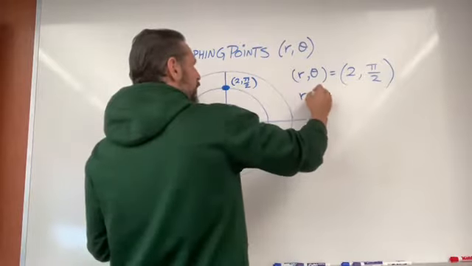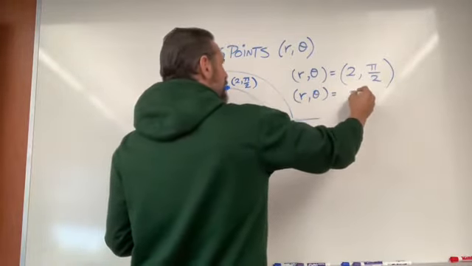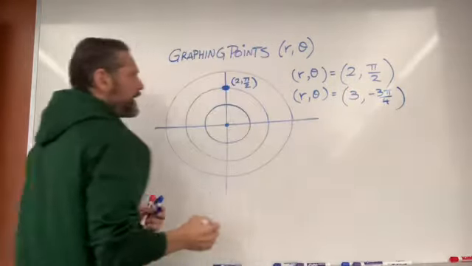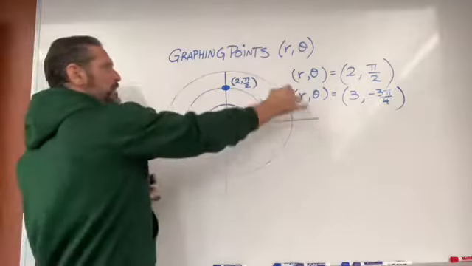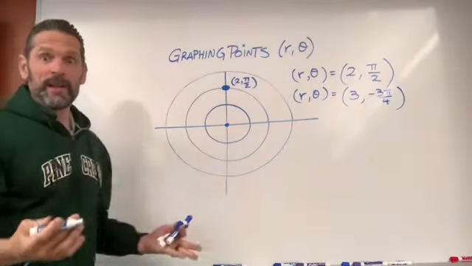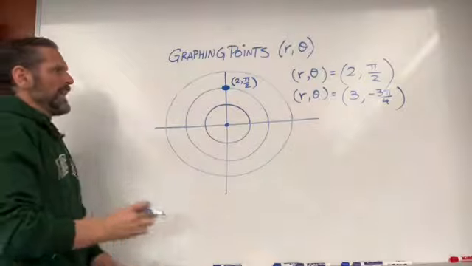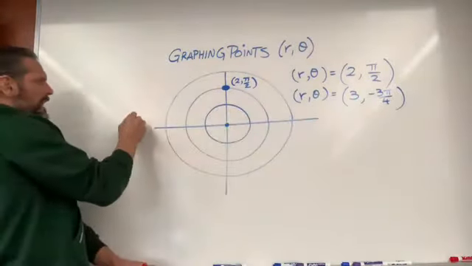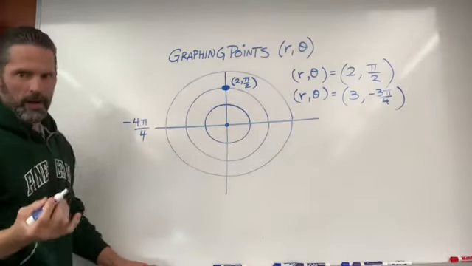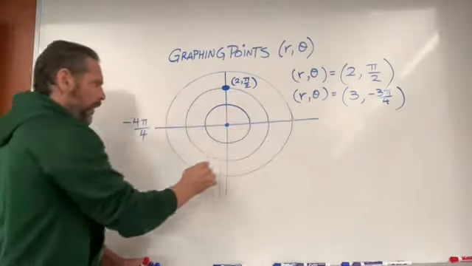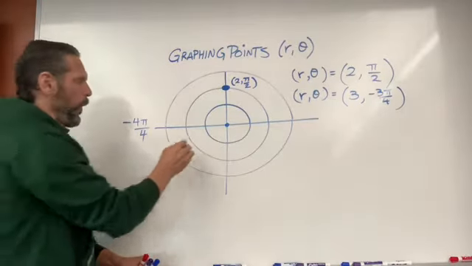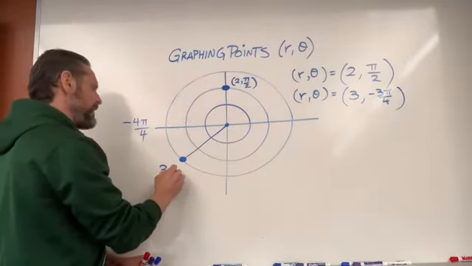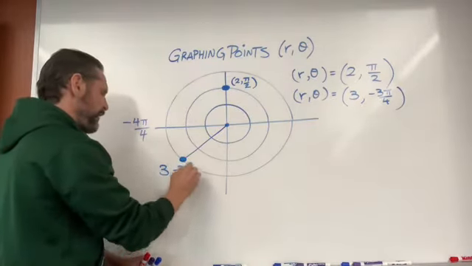Let's try another one. If I tell you graph r theta and I say it's at 3 comma negative 3 pi over 4, I know it's going to be somewhere on this ring because all of the points on this ring are a directed distance of 3 away from the pole. Negative 3 pi over 4 means we're going to go clockwise. Well, here would be negative 4 pi over 4, or negative pi. I'm going to go almost all the way there, but back it up 1 pi over 4. And here will be my point, 3 comma negative 3 pi over 4.